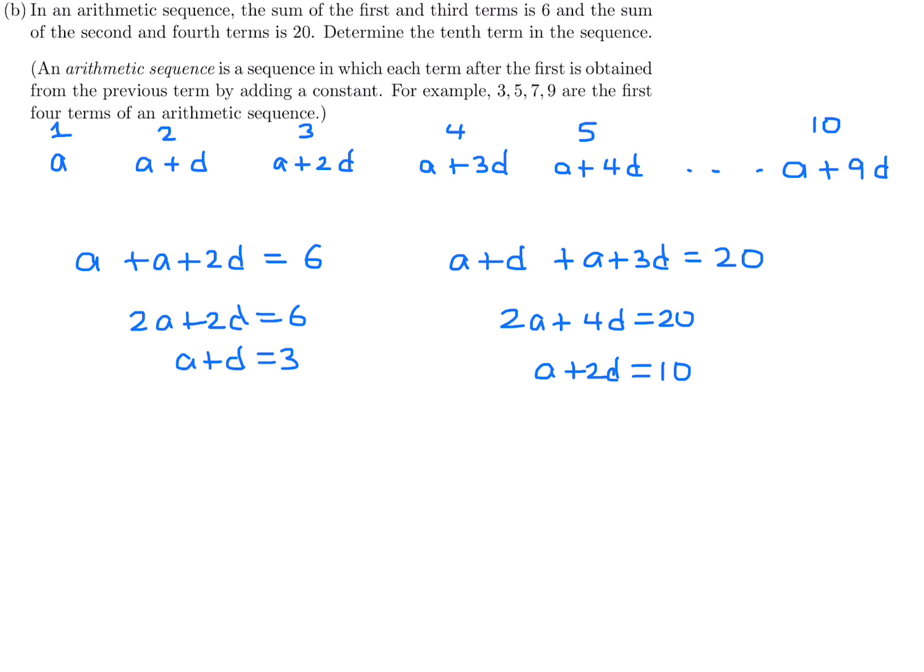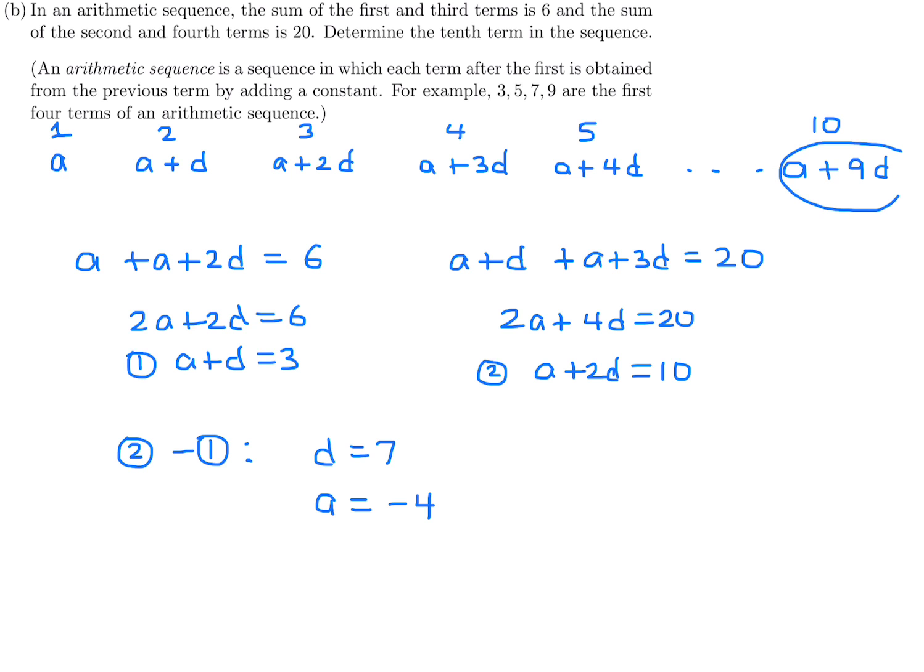If you subtract these equations, if this is equation 2 and this is equation 1, if I say 2 minus 1, that's basically going to give me d is equal to 7 in a very quick way. Substitute d equals 7 back into any one of those, 1 or 2, and we get a is equal to negative 4. Okay, there we go.